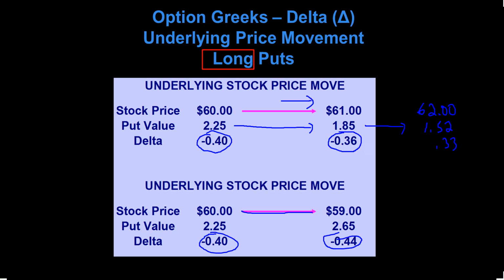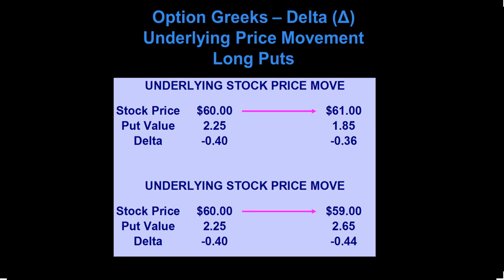And when you lose money, meaning if you're long a call and it moves down, or if you're long a put and it moves up, you lose money at a decelerating rate. That's the best position to be in, okay? So that gives you the movement of delta and how these two are affected.